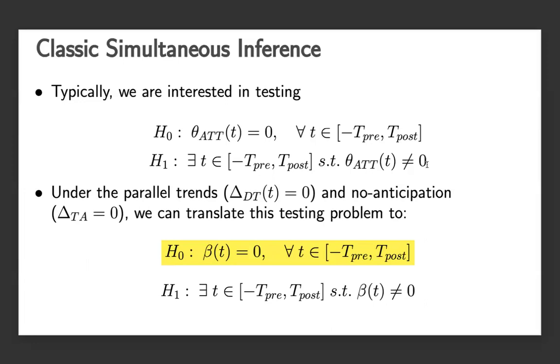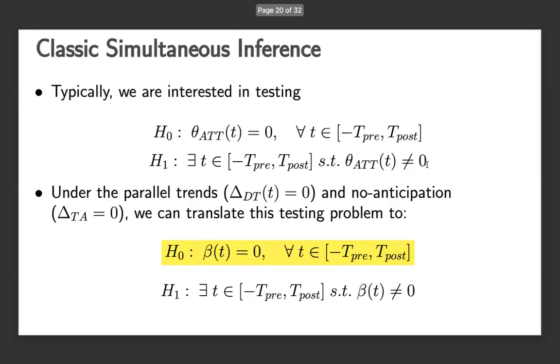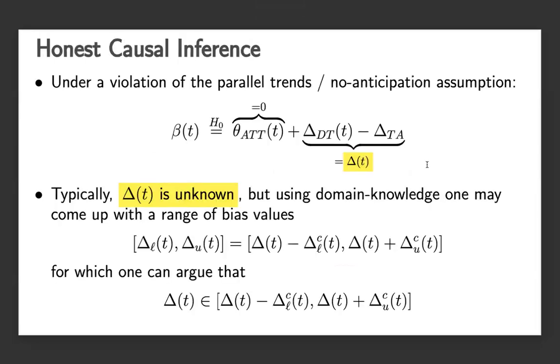Okay. Then we proceed to honest causal inference. So now we are still interested in testing if theta ATT equals zero during the whole time span. But we cannot simply translate it to beta t equals zero, because beta t is not equal to ATT with the violation of model assumptions. This is the equation that we got before. When we write out the definition for the DID parameter, beta t, we found that it is equal to theta ATT minus delta TA plus delta DT, right?